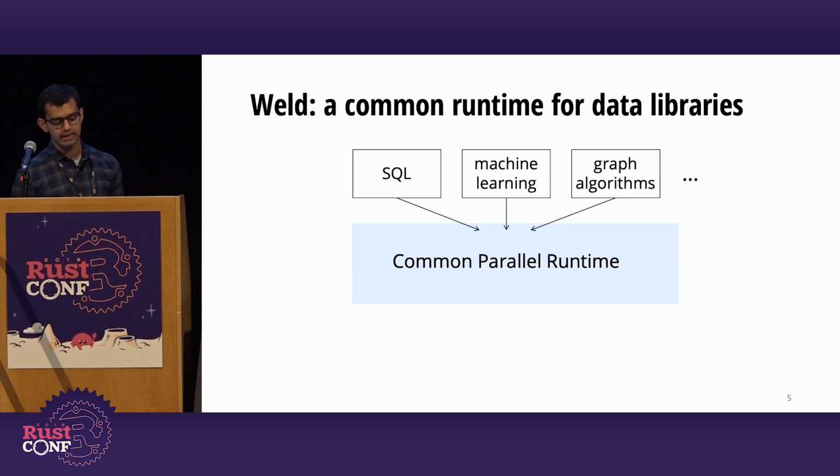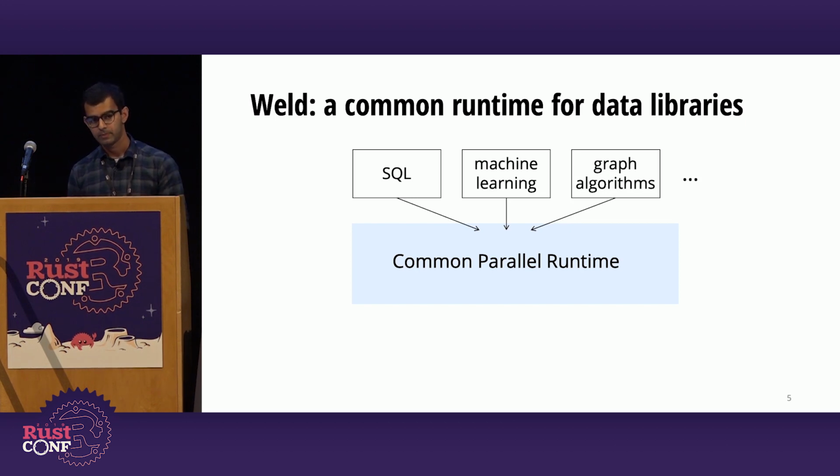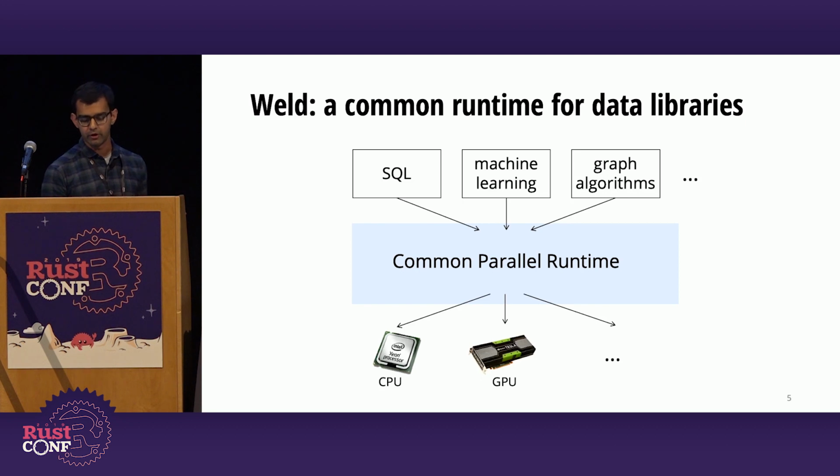And the approach that Weld takes is something like this. There are these libraries for different domains, such as SQL or machine learning, and they effectively target a common parallel runtime. And instead of executing each function individually, this runtime will act like a standard compiler. It'll look at all your code at runtime instead of at compile time, and it'll run an optimizer over it and JIT code to execute during the execution of your application. And you can JIT code for these different parallel platforms, such as CPUs or GPUs or something else.